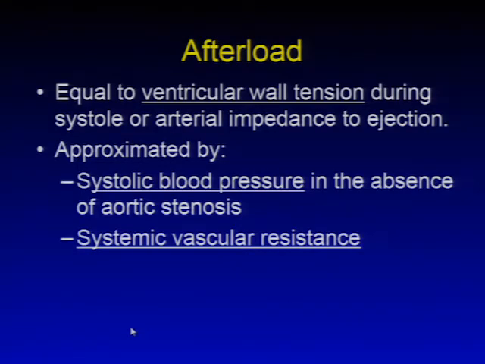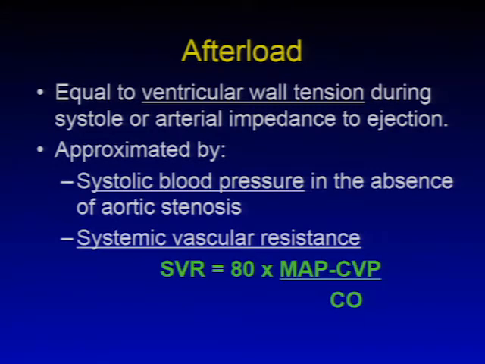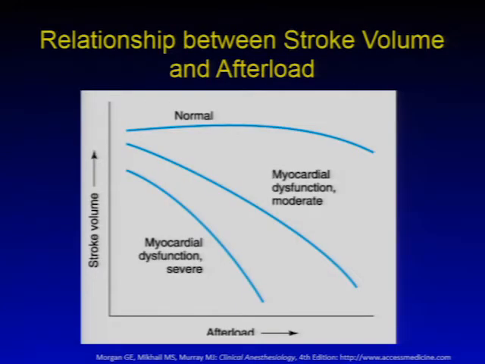Afterload is equal to ventricular wall tension during systole. This is approximated by a patient's systolic blood pressure, or if a patient has aortic stenosis, this is representative of afterload. Or we can think in terms of systemic vascular resistance. However, the calculation for systemic vascular resistance requires invasive monitors in order to obtain a CVP and more accurate cardiac output. The relationship between stroke volume and afterload is described in the following graph.